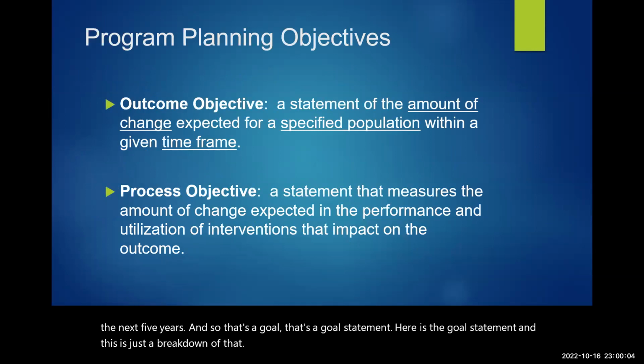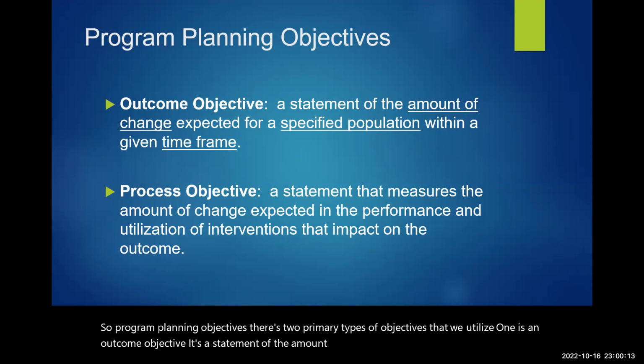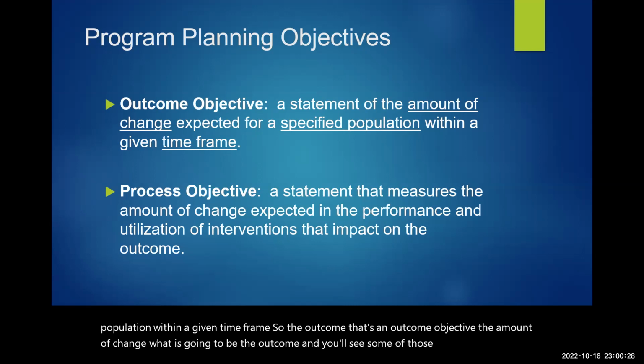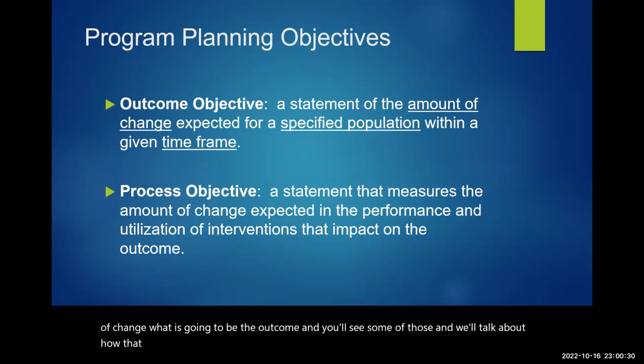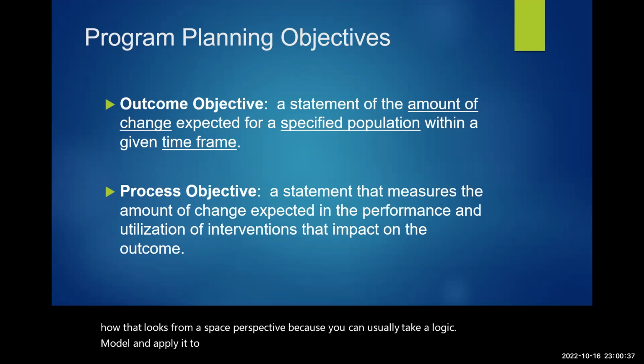So program planning objectives: there are two primary types of objectives that we utilize. One is an outcome objective. It's a statement of the amount of change expected for a specified population within a given time frame. So that's an outcome objective, the amount of change, what is going to be the outcome. And you'll see some of those, and we'll talk about how that looks, because you can usually take a logic model and apply it to your goals and objectives, and we'll talk about that.